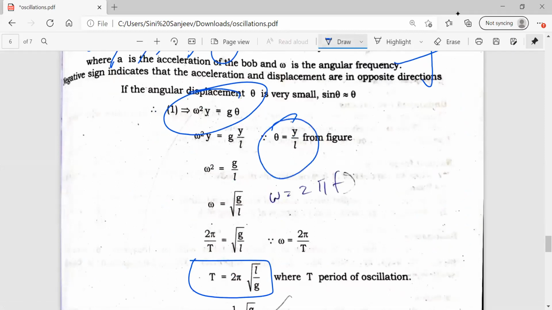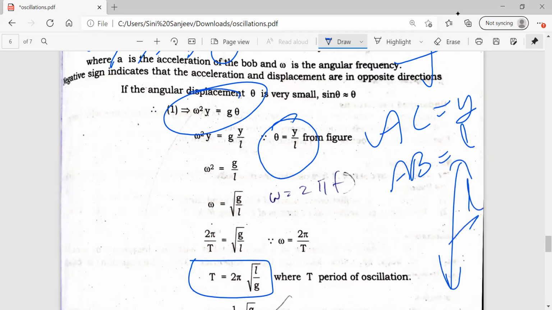So I'm putting this as y and L. See, AC I'm taking as y, and the other one I'm taking as L. And the big L and this I'm making almost equal. There is not much complication in this. So coming to this, I can cancel the y terms. So omega square is equal to g by L, or omega is equal to root of g by L.